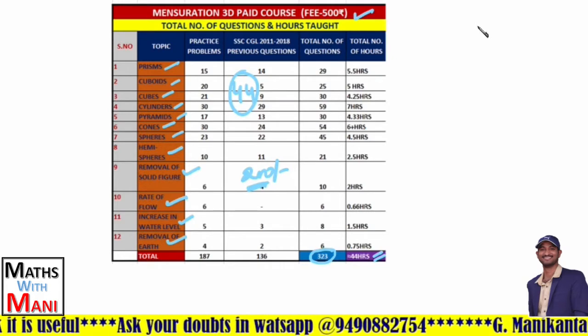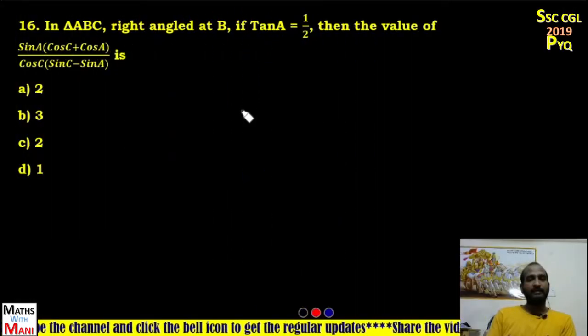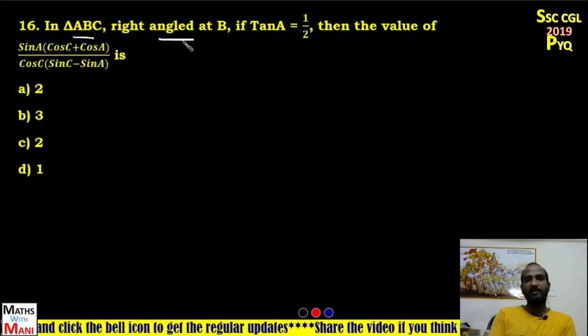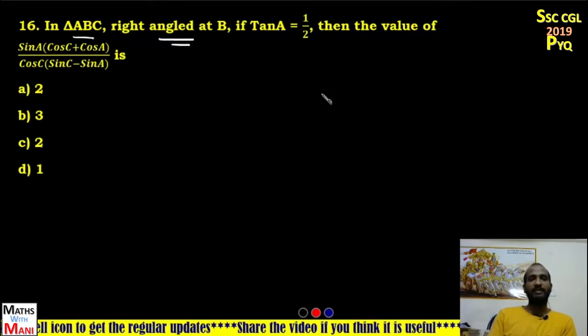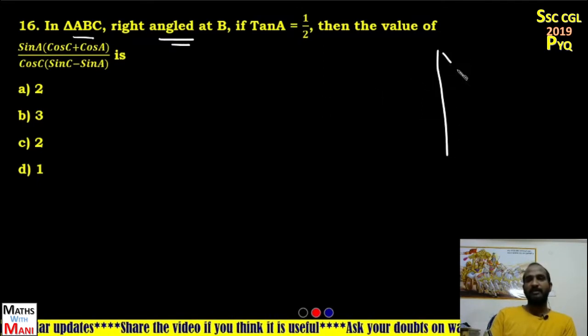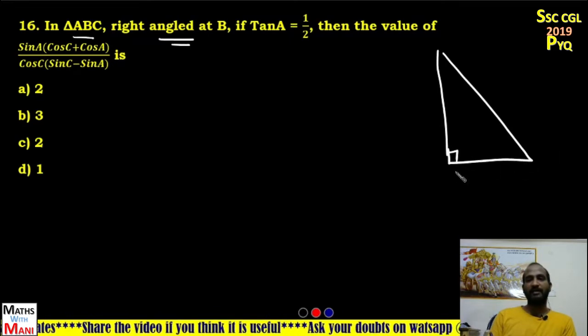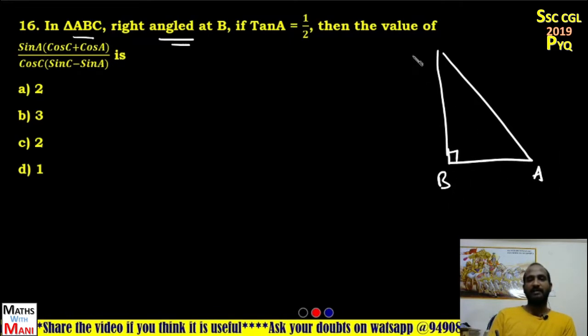Let's go to the main video. Next, let's see the 16th one. In triangle ABC, which is right angle at B, if tan A is 1 by 2, then the value of sin A into cos C plus cos A by cos C into sin C minus sin A is equal to how much? It is a right angle triangle, right angle at B, and it is A and it is C.